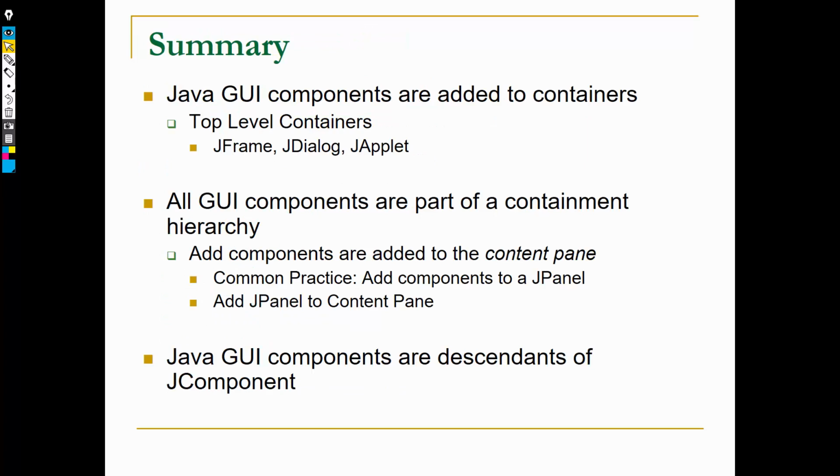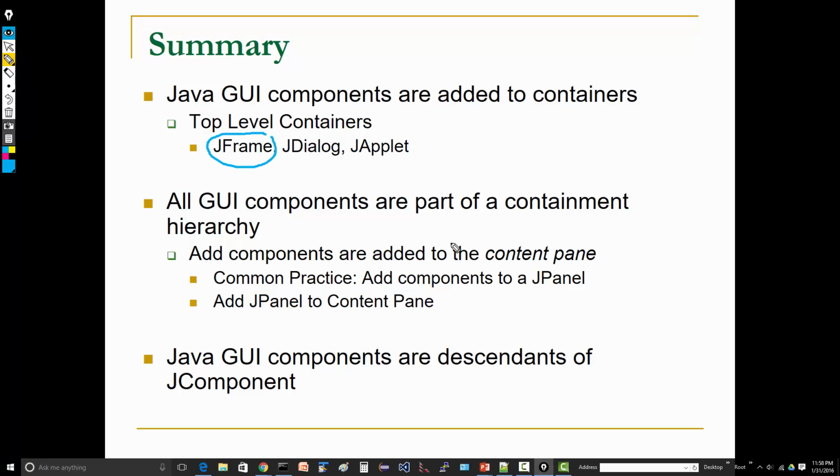So we've got the idea of containers and components. Every Java Swing program has a top-level container. We will use JFrame. JFrame is what we'll use. All GUI components are part of a containment hierarchy. We add the components to a content pane. Another common practice is to add components to a non-top level container, a JPanel. We could add a whole bunch of components to a JPanel, then add the entire panel to the content pane of the JFrame, our top level component.